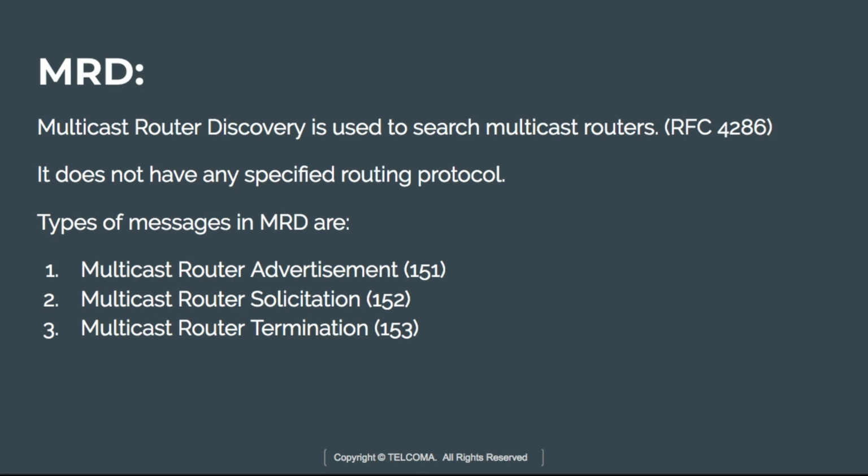This is sent by a router to advertise that it stops the IP multicast routing function on an interface. And here the multicast router discovery messages are sent with an IPv6 hop limit equal to 1, and they will contain the router alert option. So this is all about multicast router discovery.